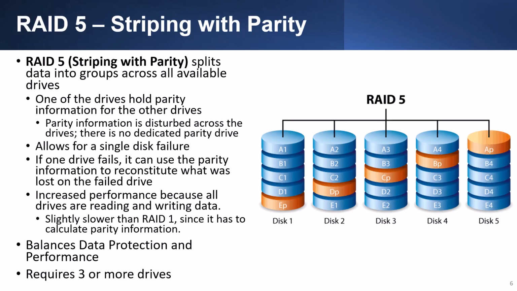RAID 5, striping with parity, splits data into groups across all available drives. Parity information for the other drives is distributed across the drives. There is no dedicated parity drive. It allows for a single disk failure. If one drive fails, it can use the parity information to reconstitute what was lost on the failed drive.